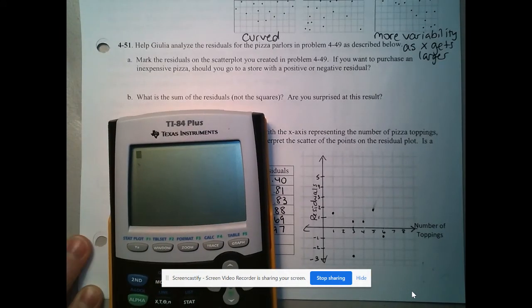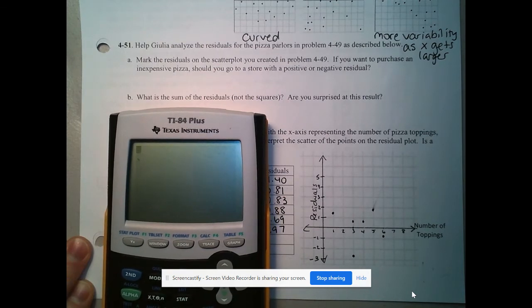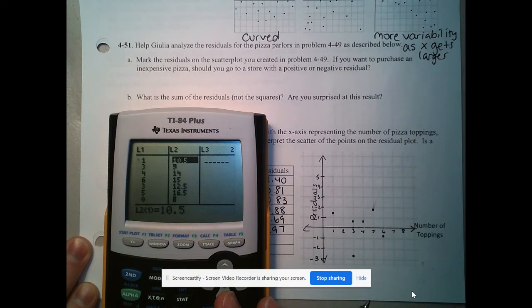I have already cleared my memory. I turned diagnostics on. I went in to edit my table, and I plugged in the number of toppings in list 1, and I plugged in the cost in list 2. Once I have those 2 things, the next step is to graph.